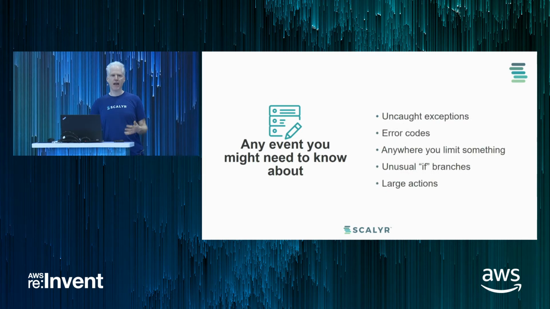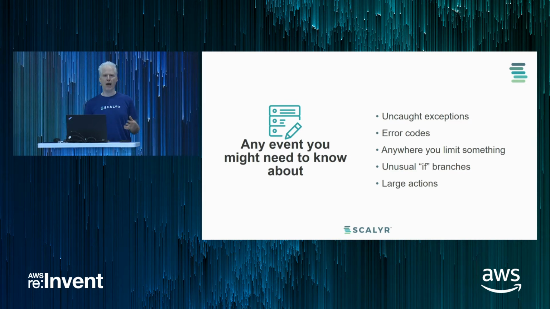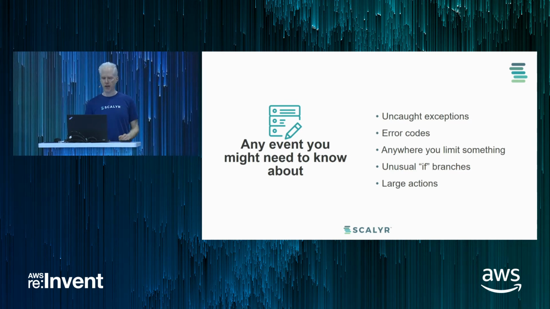The other big category of things you want in your logs can be summarized as unusual events. So that includes any kind of an exception or stack trace or error code, or anywhere maybe you have a rate limiter or a cap or a throttle that sometimes kicks in to protect your system. Unusual paths through the code, an if branch or some other branch of the code that you don't normally expect to see.